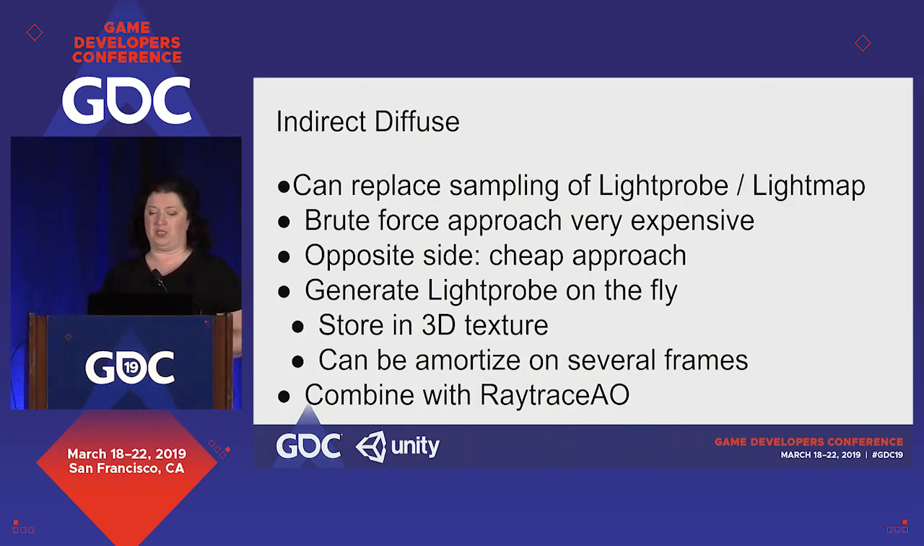Now, the brute force approach is very close to ground truth, so it's fantastic for more expensive frames. And in fact, the video of the car that I showed you was using that approach. But we can also look for the cheaper alternative. And what we do there is we generate light probes on the fly, actually in a similar manner as we do offline when we bake light probes. We store them in a 3D texture, and this can be, of course, amortized over multiple frames. And then we combine the resulting indirect diffuse with ambient occlusion.